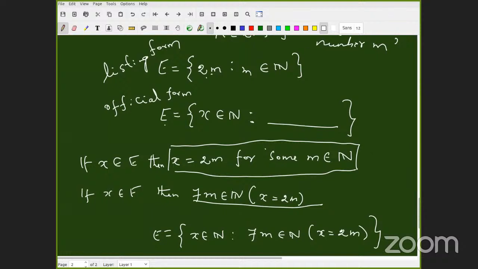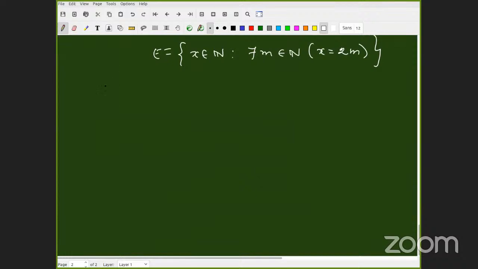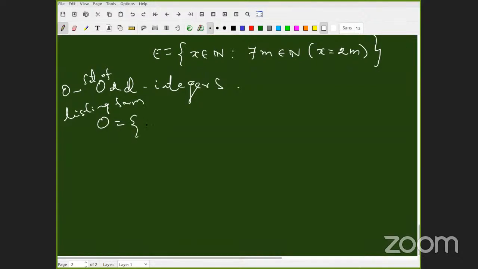Very good. Now we will do something like a coaching class. I want to make sure whether you have understood. So let's do odd integers. O is the set of odd integers for me. Two forms I want. Let's first do listing form. All of you be ready. Concentrate. I have to write down the listing form of odd integers, not odd natural numbers. Odd integers.